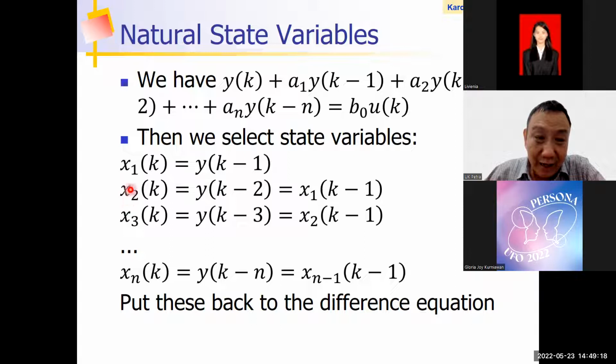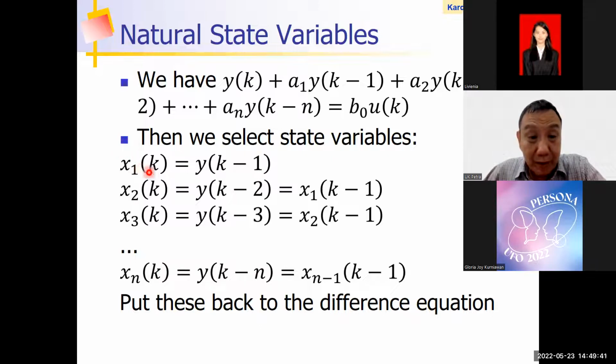Right? And then x2 is the second one. Yk minus 2. X3 is yk minus 3, and so on. If you have yk minus n, then you have xn. This is how you will select. This is the most natural way to select.